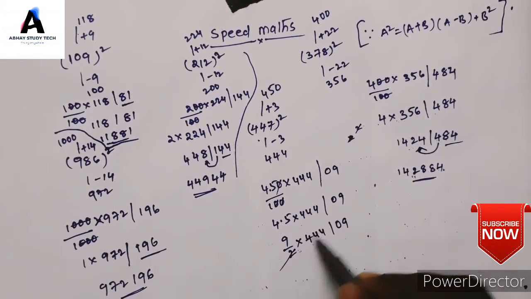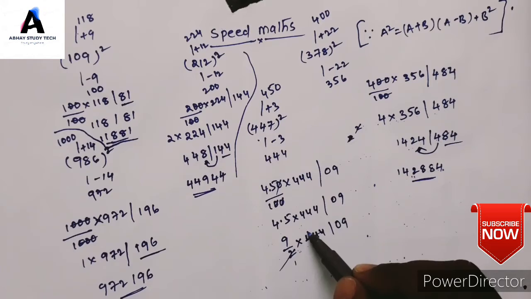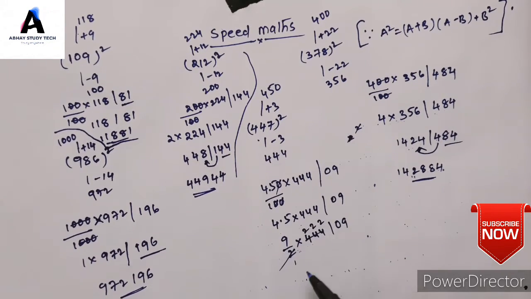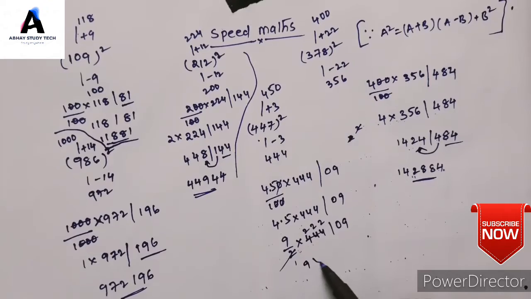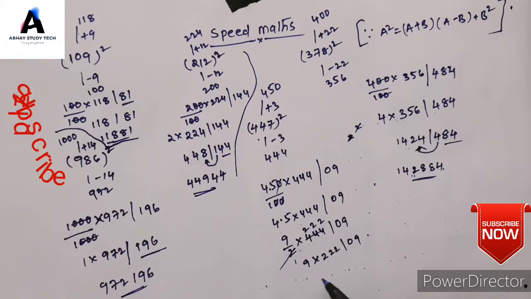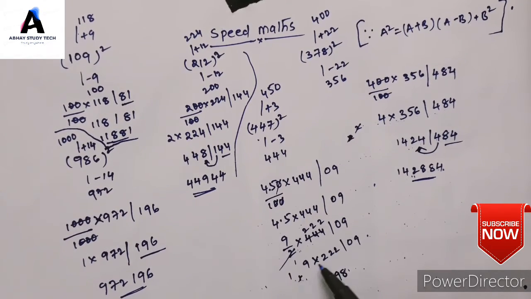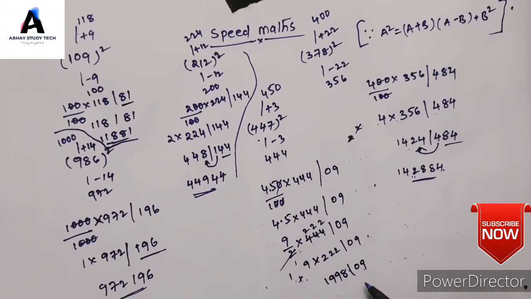34409. This 2 ones are 2, 2 twos are 2. 9 into 22209. 9 twos are 18, 1 carry. 9 twos are 18 plus 1, 19, 1 carry. 9 twos are 18 plus 1, 19. 09 write as same. 199809 is the answer.